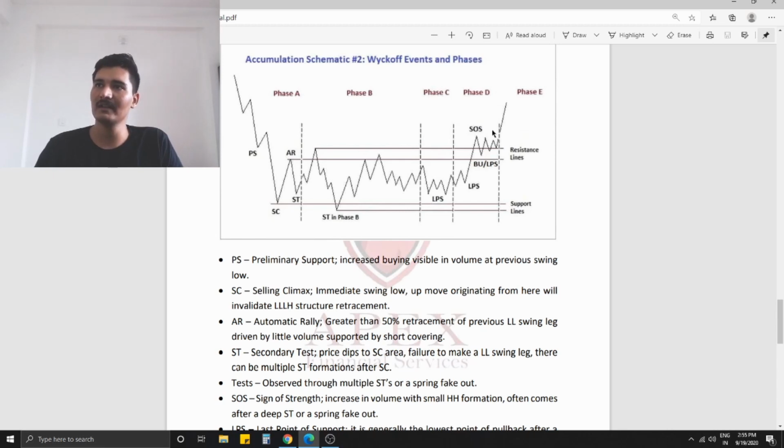Now, it often comes after a deep secondary test. As you can see in this case, it tried to break the selling climax area region, but it could not, and that became our next level of support.